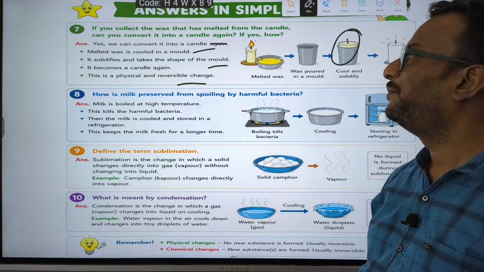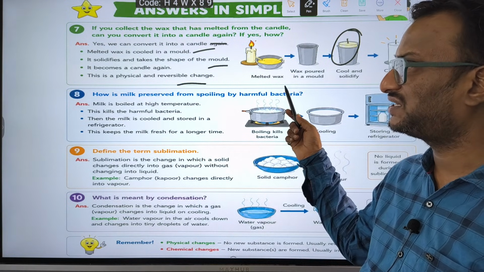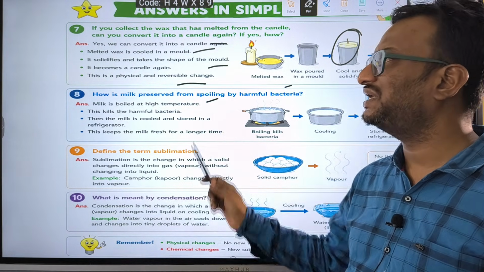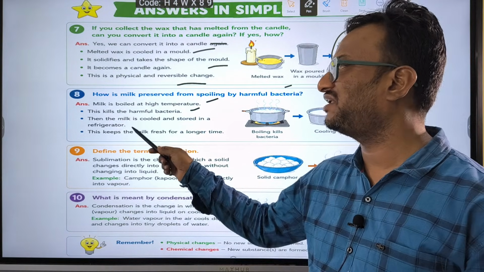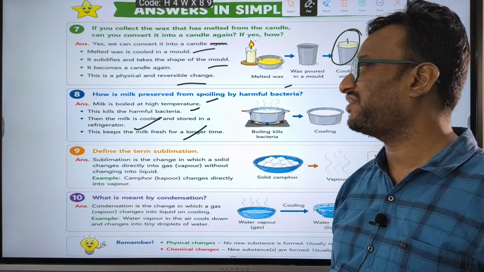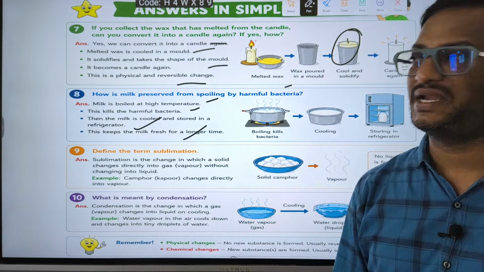How is milk preserved from spoiling by harmful bacteria? Milk is boiled at high temperature. This kills the harmful bacteria. Then the milk is cooled and stored in a refrigerator. This keeps the milk fresh for a longer time.